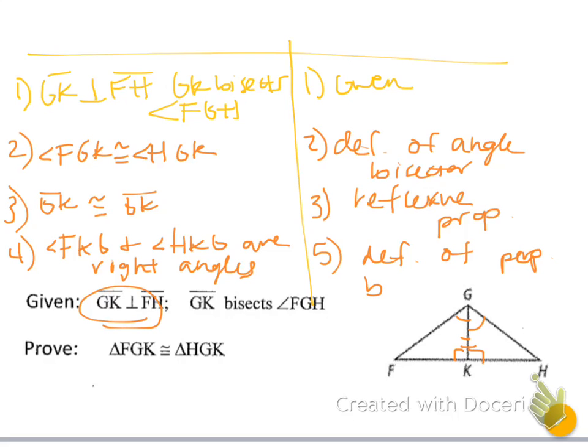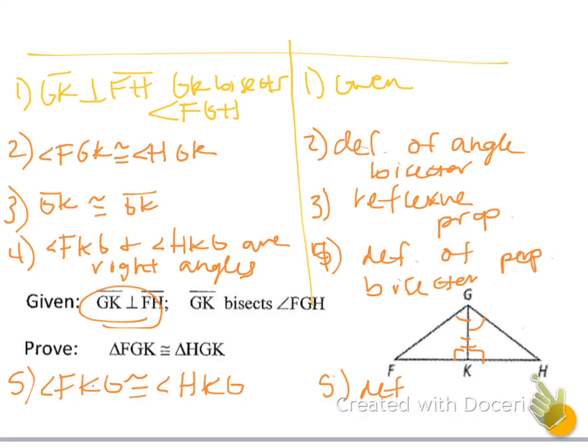Oops. Okay, so we stated that they're right angles, but now we need to state that those right angles are congruent. Okay, so now we can say angle FKG is congruent to angle HKG, oops, that should have been a 4 here, sorry, by definition of a right angle or right angle theorem.